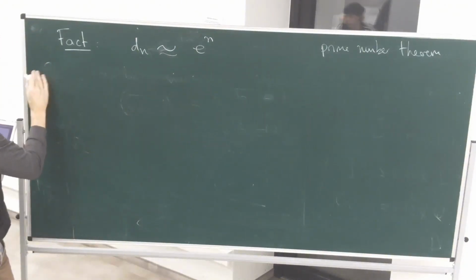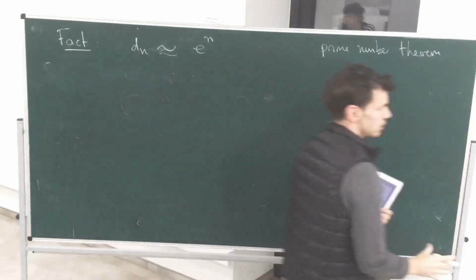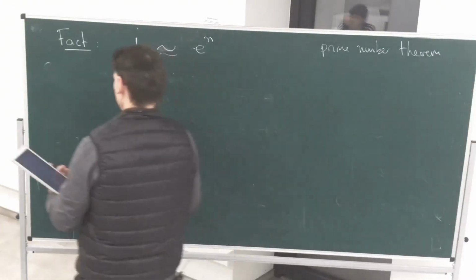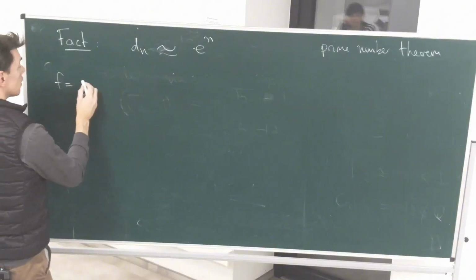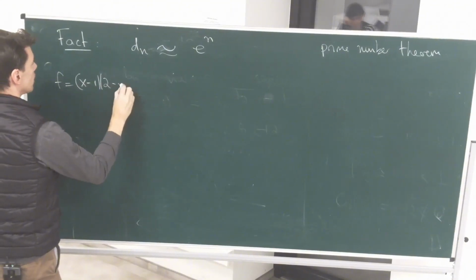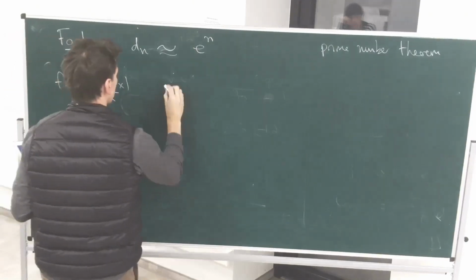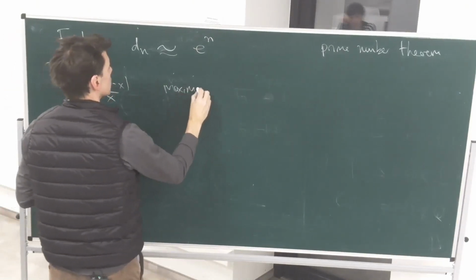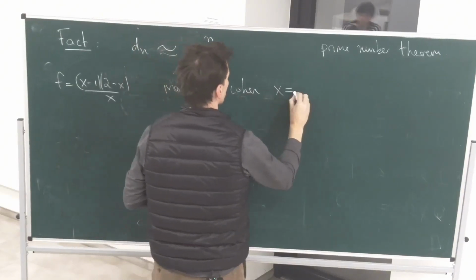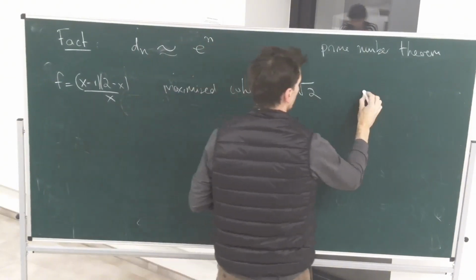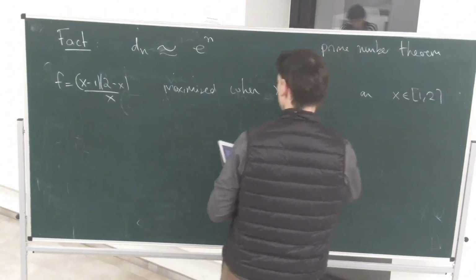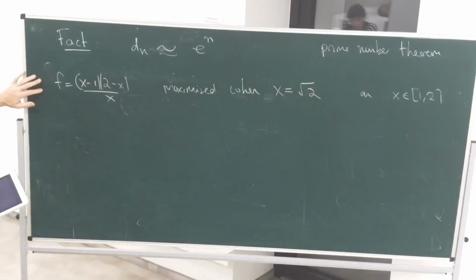So then let's see how small. So we have a control on the denominator. Let's see how small the integral is. So f equals x minus 1, 2 minus x over x, which is maximized when x is the square root of 2 on the interval x in 1, 2. So you can check this maximum just by computing the derivative of f.